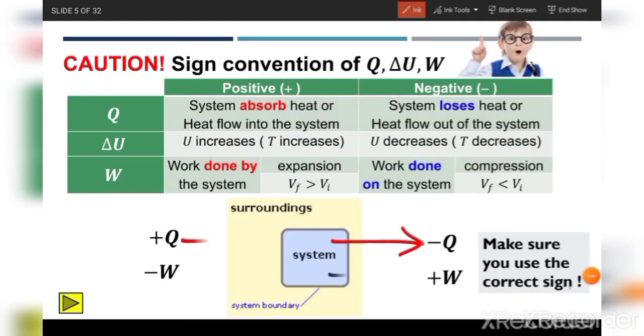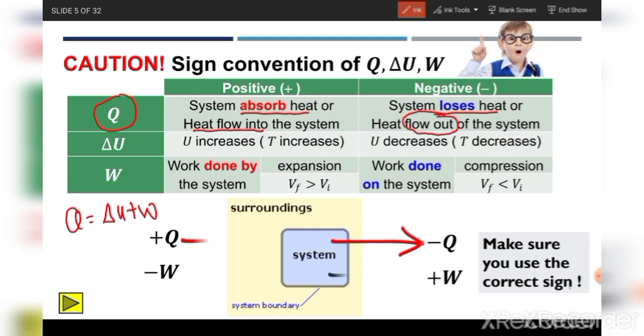From the previous slide, we know that the first law of thermodynamics has the equation Q is equal to delta U plus W. This is the sign convention for Q, delta U, and W. Let's look at them one by one. Q will become positive when the system absorbs heat, or heat flows into the system. And Q will become negative when the system loses heat, or heat flows out of the system.